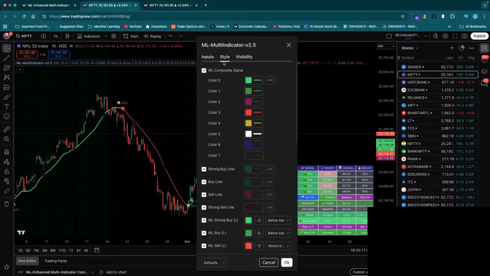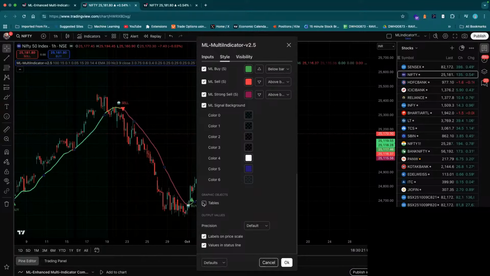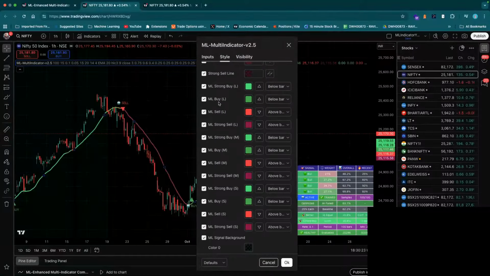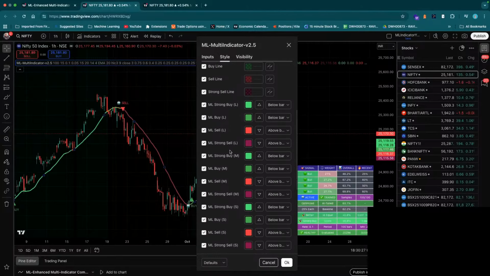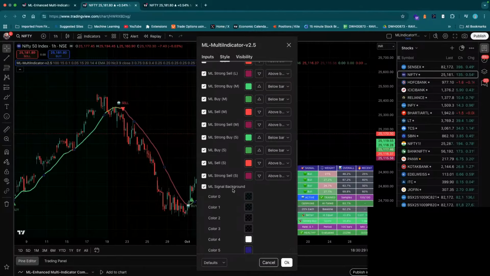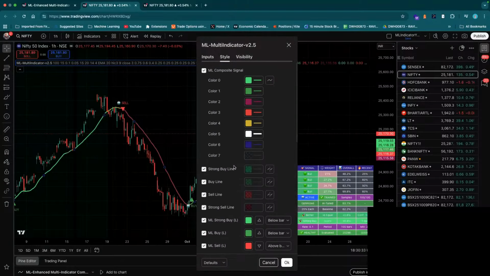So now let's go to style. Suppose you do not want to look at the table at all, you can uncheck this, and then these are all for when the signal size is large or medium or small, what kind of arrows you would like to see. That's all. There is nothing that you need to change. So I think that's all about the indicator.